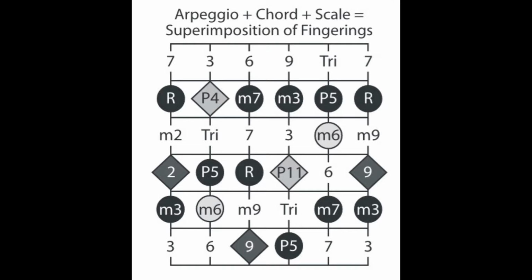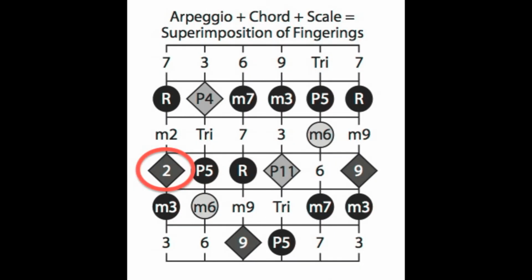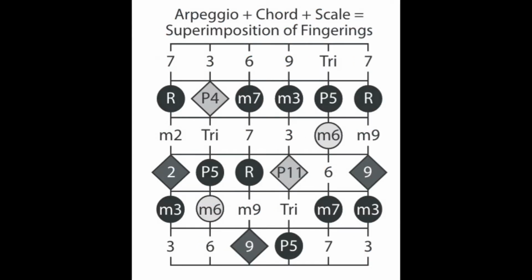You have the root. Look at the next note, 2 frets up from the root. You'll see that it's in a diamond shape and it's shaded. That 2 is the second. That's because we're now combining the arpeggio with the scale. So our new scale has a root, second, minor third, perfect fourth, perfect fifth, minor sixth, minor seventh, and root.